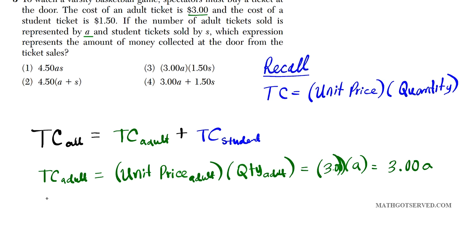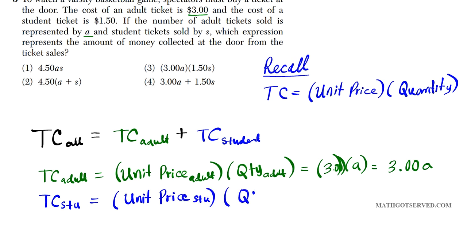Now, what is the total cost for student? I'm just going to use STU, okay? Can you see what the total cost for student tickets is? Well, let's go through the procedure just to make sure we understand what's going on. We're going to be multiplying the unit price for student tickets by the quantity of student tickets sold. Okay? So what's the unit price for student tickets? It says the cost of a student ticket is $1.50. So unit price is $1.50.